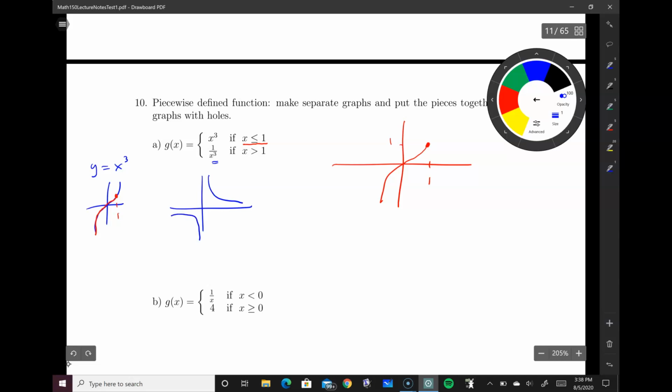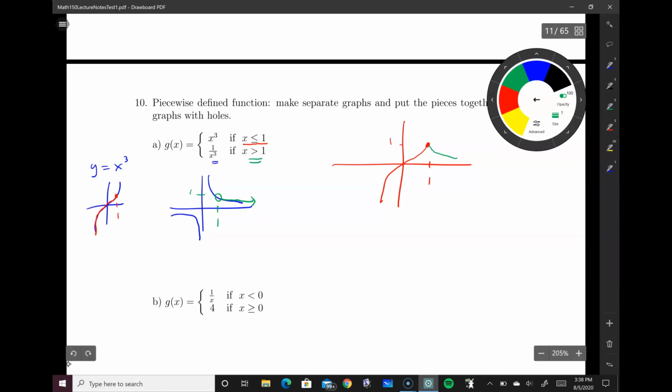It looks like 1 over x. And what part of that graph do I want? I want when x's are bigger than 1. So here's 1, and I know that would be at the y value of 1. I don't include 1, so I pick that up and put it over here. So that's at the point 1, so it's included with the other graph.